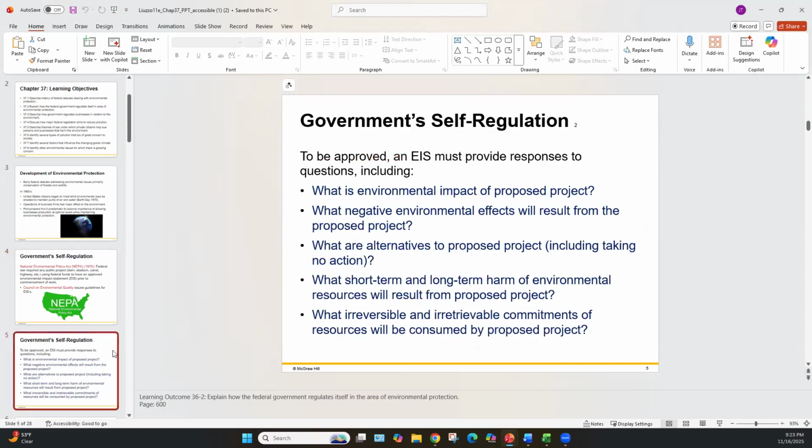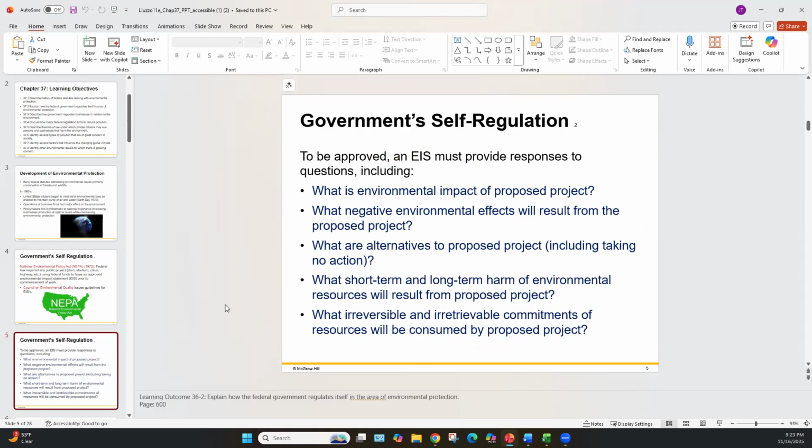To be approved, an EIS statement must provide responses to questions such as: What is the environmental impact of the proposed project? What negative environmental effects will result from the proposed project? What are alternatives to the proposed project, including taking no action? What short-term and long-term harm to environmental resources will result? And finally, what irreversible or irretrievable commitments of resources will be consumed by the proposed project?